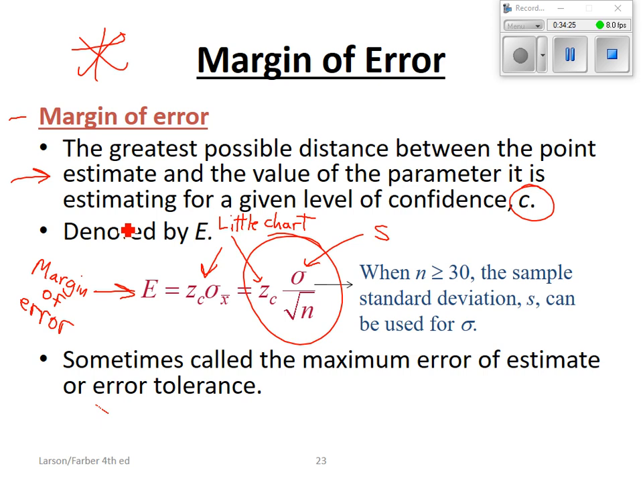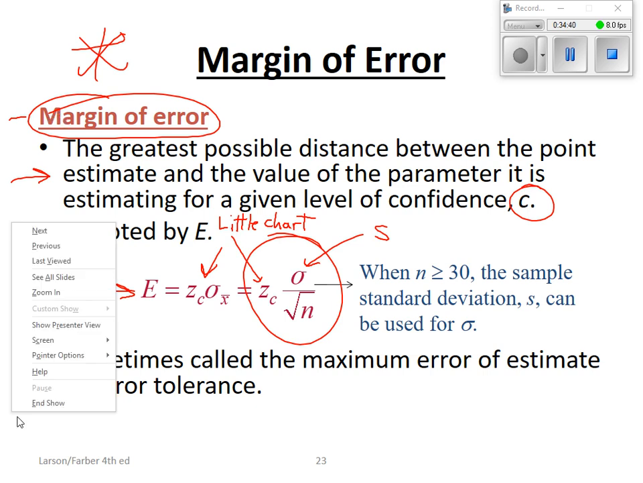This is sometimes called the maximum error of estimate or the error of tolerance. But I'll call it the margin of error 99% of the time, so if you see it written some other way in the book, it might be one of those two.